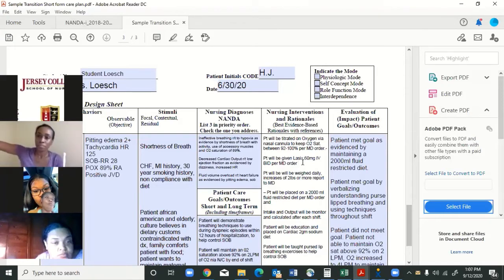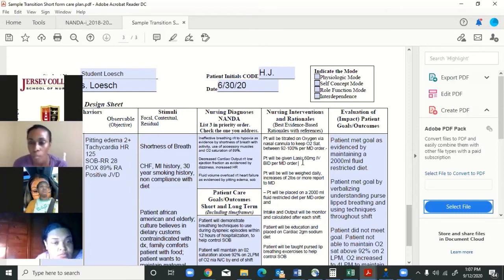Why would I want to do daily weights? To make sure they're not retaining the fluid? Yes. So I'm doing daily weights. I'm giving Lasix. Maybe I'm doing daily weights to see, is the Lasix actually effective? Is the fluid coming off? How about fluid restriction? Why would we want them on a fluid restriction?